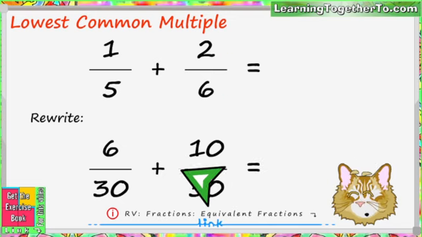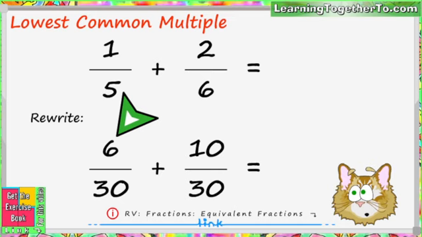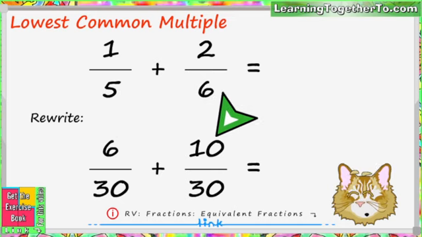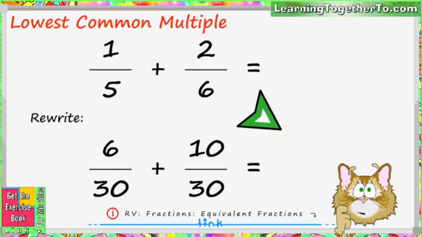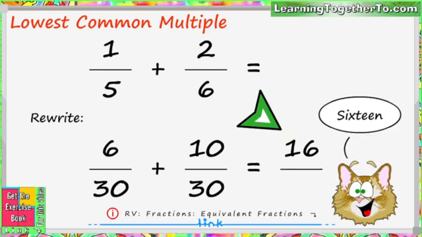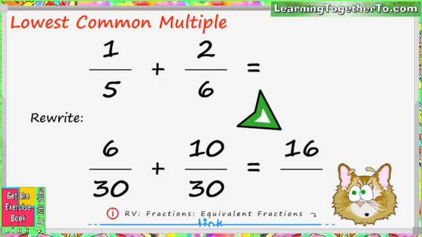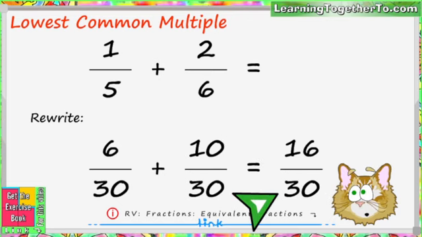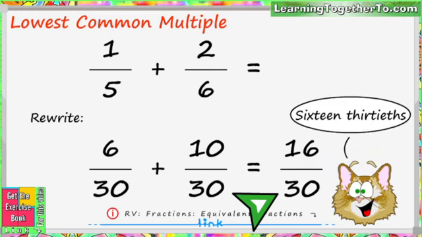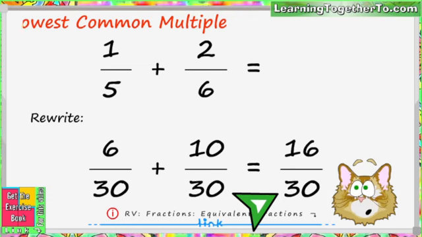Now that our denominators are the same, we can add the numerators. 6 plus 10 is equal to 16. Nice job, Frank. And we leave the denominator the same. Our answer is 16/30. Excellent, Frank. Let's try it again.